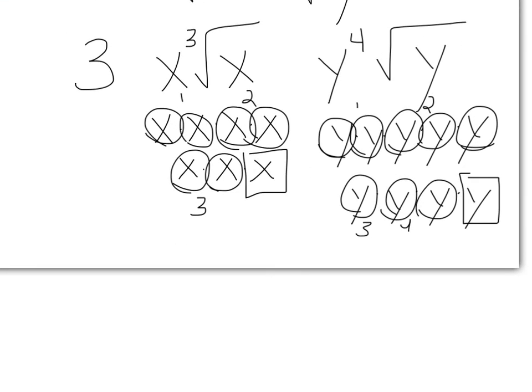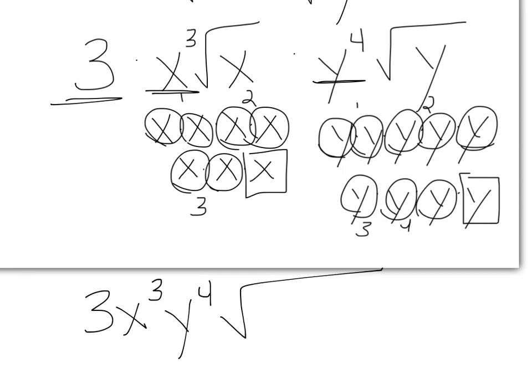Now we need to combine them. Because I have an assumed 2 here and an assumed 2 here, I can multiply the radicands together. But first I'm going to multiply everything that I have outside together. So I have 3 times x cubed times y to the 4th. So that's 3x cubed y to the 4th times the square root of my radicands, which would just be xy.